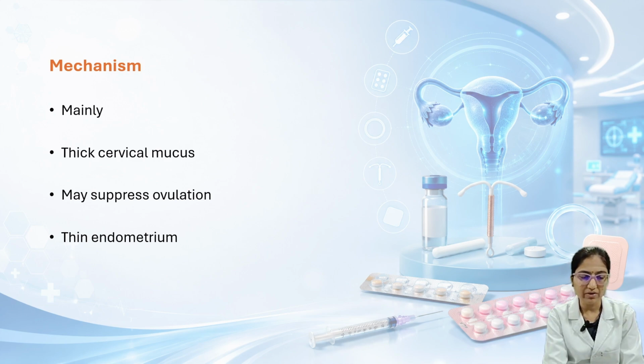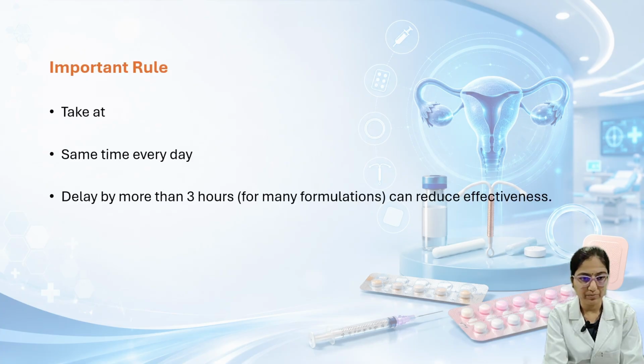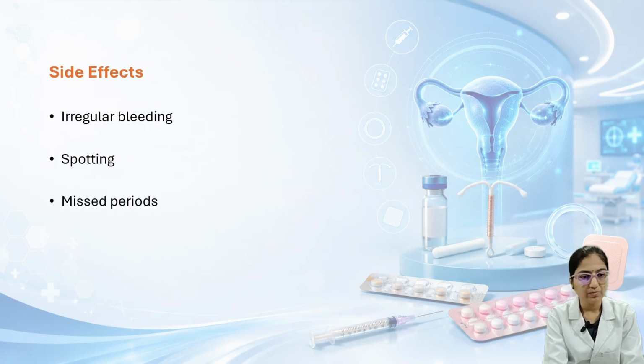Mainly it thickens cervical mucus, and then may suppress ovulation, and thin the endometrium. Pregnancy cannot develop. And an important rule here: take it at the same time every day. Every day it has to be taken at one time, that is the same time. A delay of more than 3 hours can reduce effectiveness, so keep it in mind. Next, side effects: irregular bleeding, spotting, and missed periods.